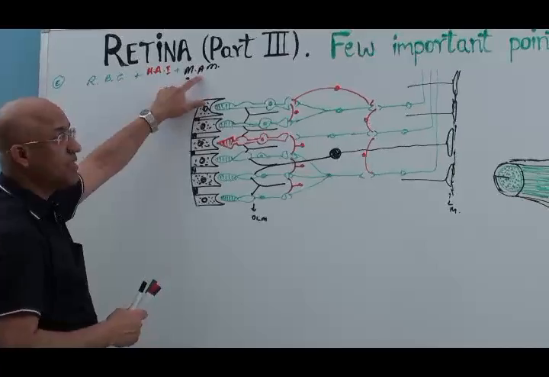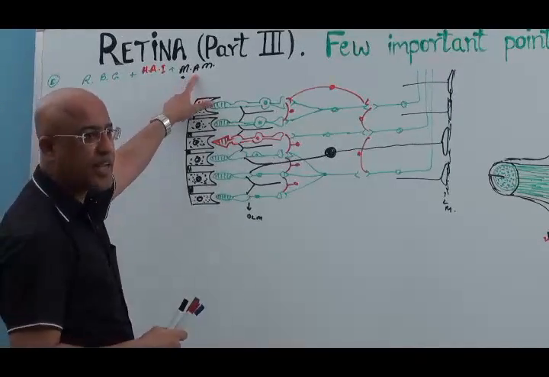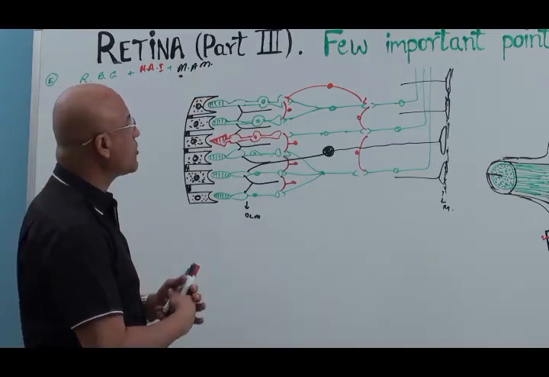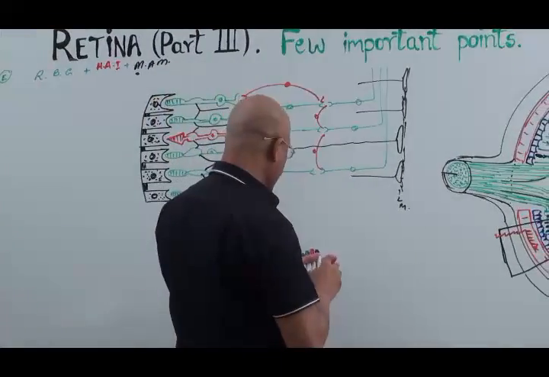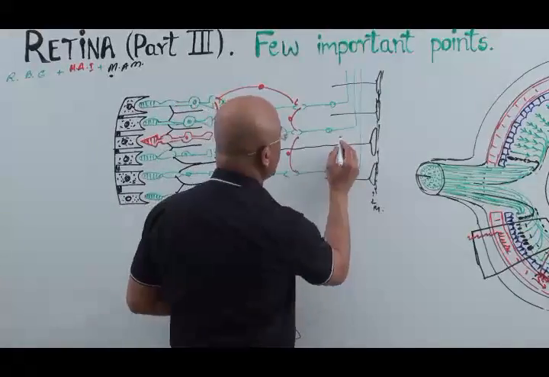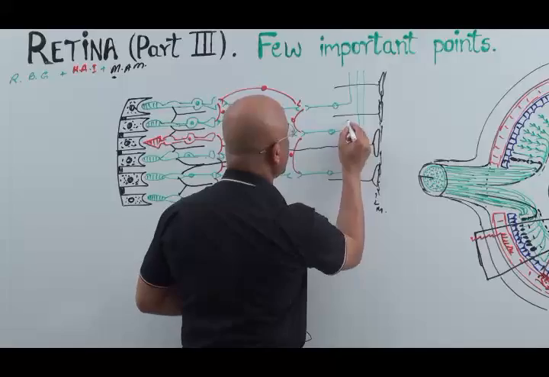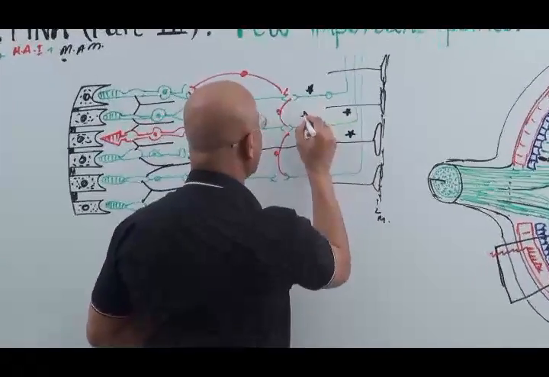Then A. This is what we didn't discuss in the last lecture. A stands for astrocytes. Astrocytes are basically star-shaped cells, and they are mostly in the neuronal layer and in the ganglion cell layer.